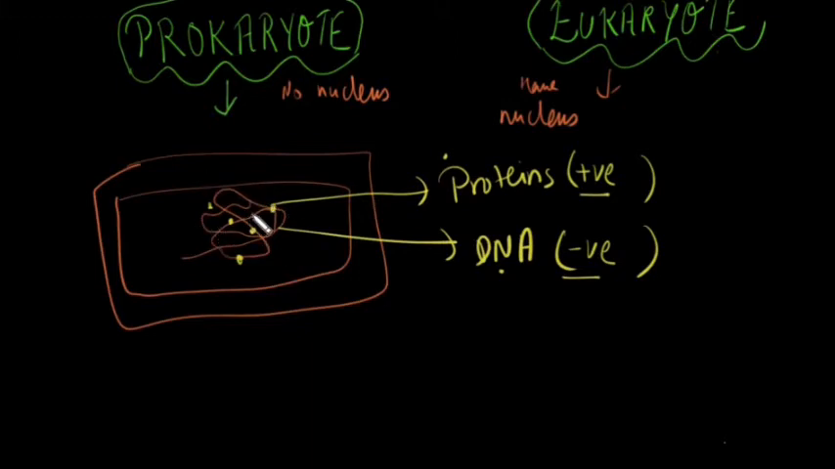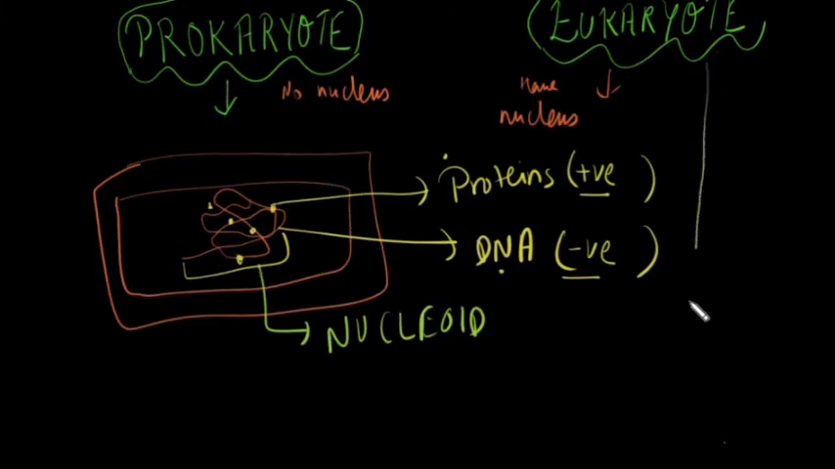Because it is not a nucleus. It is of course not a nucleus because there is no membrane. What will I call it? It's called nucleoid. Not a nucleus, but a nucleoid. So it's very easy packaging in prokaryotes.